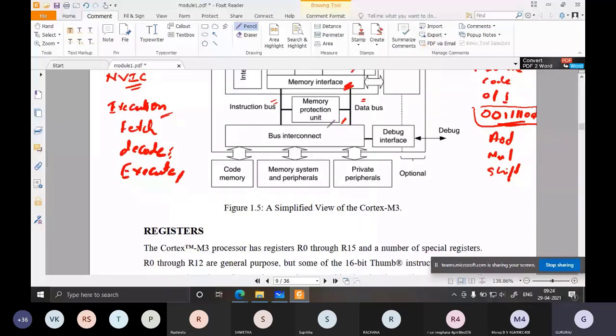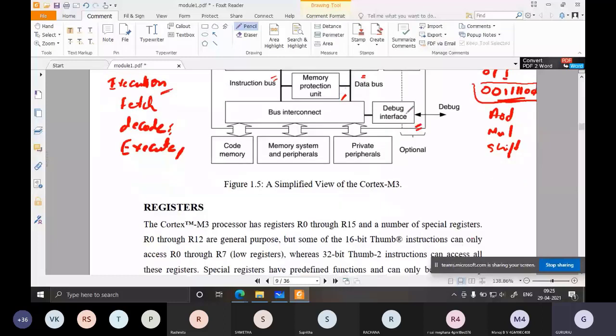And then, there is one more debug interface here. This debug will not give you the inside of the processor core, but it will give the inside of the buses. What is the present value of the data bus? What is it carrying? What is the present value of the instruction bus? Then they will be interfaced with the code memory, then memory system and peripherals, and private peripherals. Peripherals are nothing but IO devices.